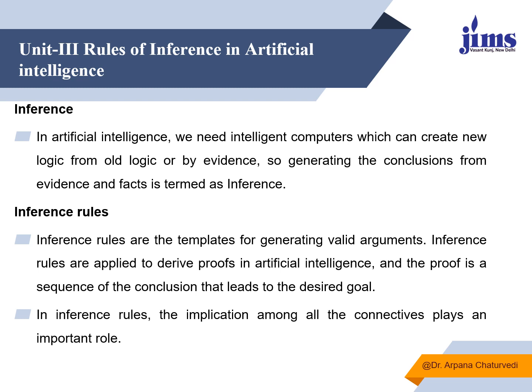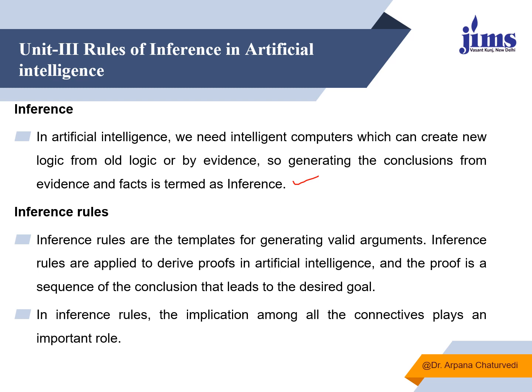So in artificial intelligence we need intelligent computers which can create new logic from the already existing logic, or by the evidence, or by some experience, or by some learning, and can generate some conclusion from the evidence and facts in terms of inference. So these inferences can be generated using certain rules. Inference rules are basically some templates for generating valid arguments. Inference rules are applied to derive proofs in artificial intelligence, and the proof is basically a sequence of conclusions that leads to the desired goal.